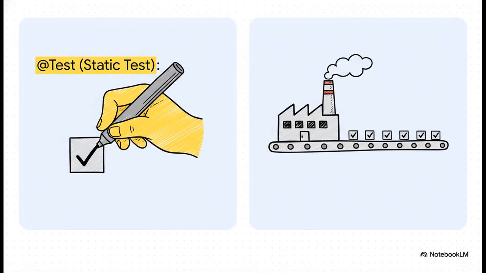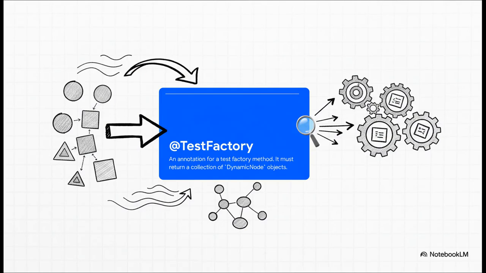But a method annotated with @TestFactory is totally different. It doesn't run any test logic itself. Its only job is to produce a bunch of tests at runtime, which JUnit then takes and executes for you. It's a factory, not the product. And here's the key technical detail. A @TestFactory method has to return some kind of collection. It could be a list, a stream, whatever. And that collection needs to be filled with special objects that represent the tests you want to run. These things are called dynamic nodes.